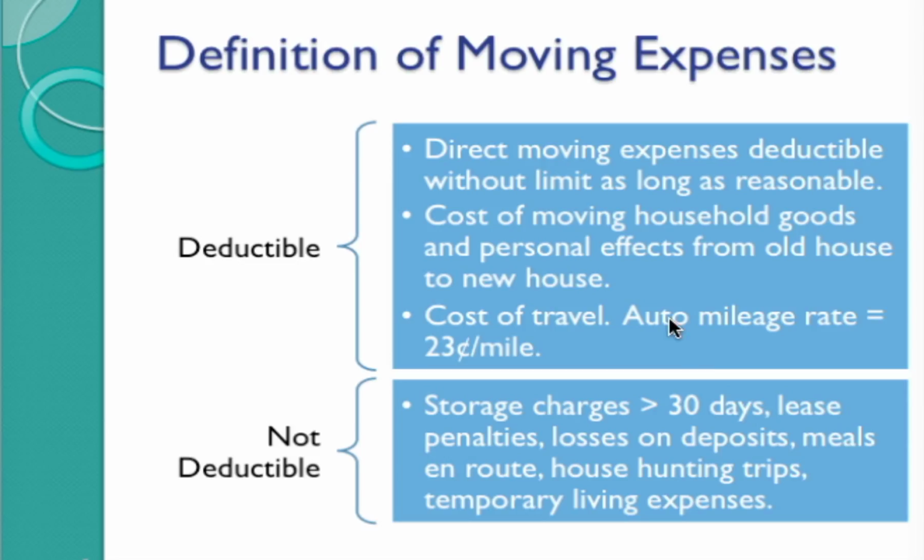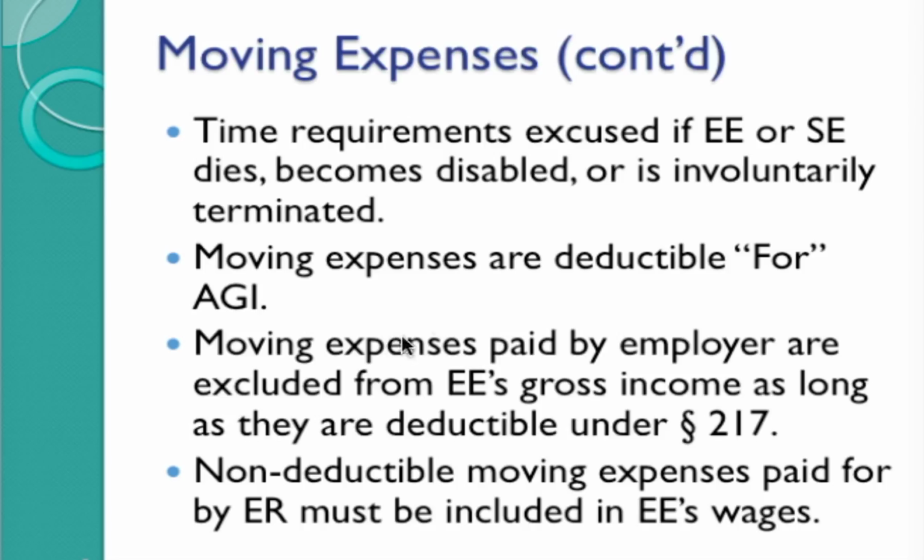These are the items separated out associated with moving expenses that are deductible versus non-deductible. You can take a look at that. On that two-pronged time and location test, you don't have to meet those if you become disabled, unable to work, you die obviously, or if you are terminated against your will. If you meet all those qualifications, this is a for AGI deduction, and you see it right there on the 1040 form.